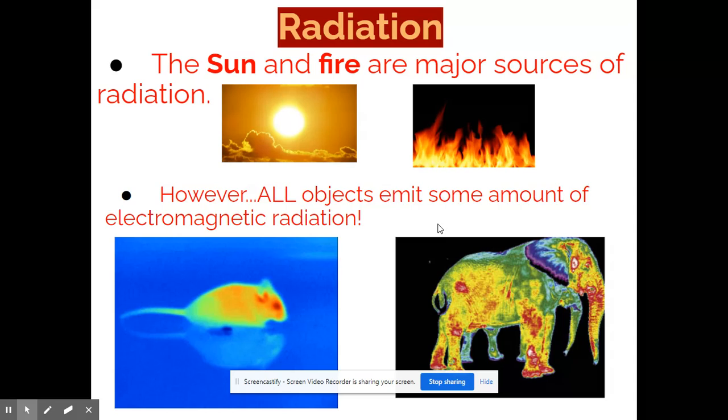The sun and fire are major sources of radiation. However, all objects emit some amount of electromagnetic radiation. If we look up here at the fire, if you're sitting next to a fire, you're not directly in contact with that fire, but you can still feel the thermal energy coming off of it. And on the bottom here, it says that all objects emit some amount of electromagnetic radiation. So if you are in a really crowded room, when everyone first gets in there it might be cold, but from body heat and the transfer of that electromagnetic radiation, the room will actually start to warm up.